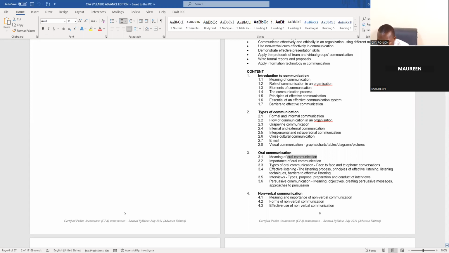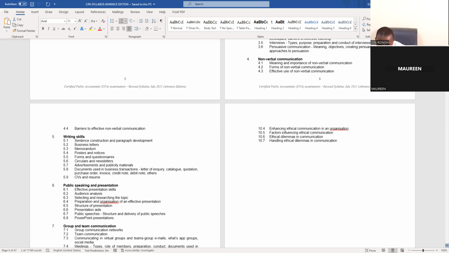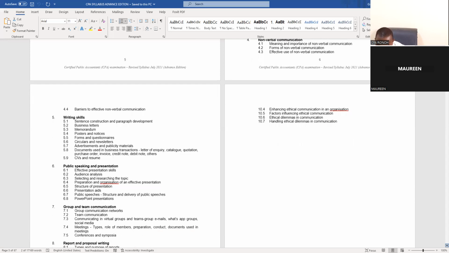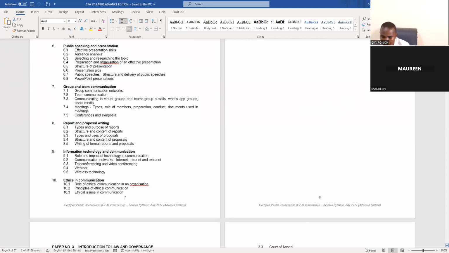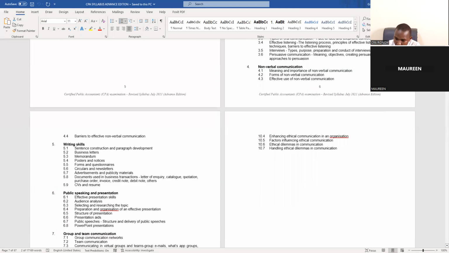Look at the importance of oral communication, types of oral communication, that is face-to-face, telephone, the features of this oral communication, and effective listening. What are some of the skills you need to have when listening or when speaking? Then we have interviews, their purpose, preparation, and conduct of interview. And we have persuasive communication. Then after that, we go to topic 4, that is nonverbal communication. After nonverbal communication, we go to writing skills, public speaking, groups, team communication, reports. So it is not like we have a lot to do. And in these topics you already know a lot, so it's only to add some new concepts.